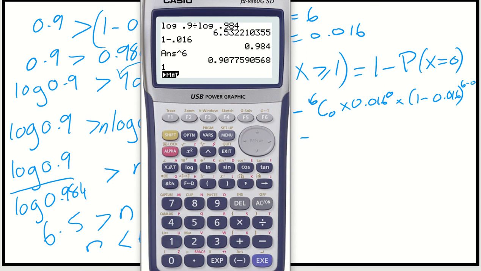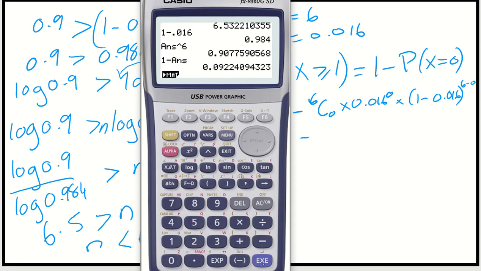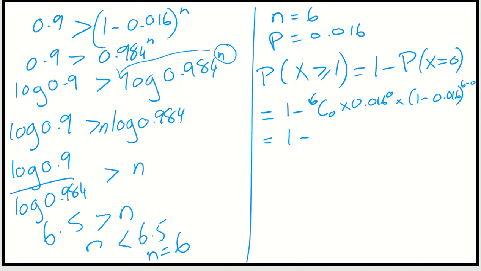And now I need to subtract that from 1. 1 minus that answer gives me 0.0922, which is 9.22%.